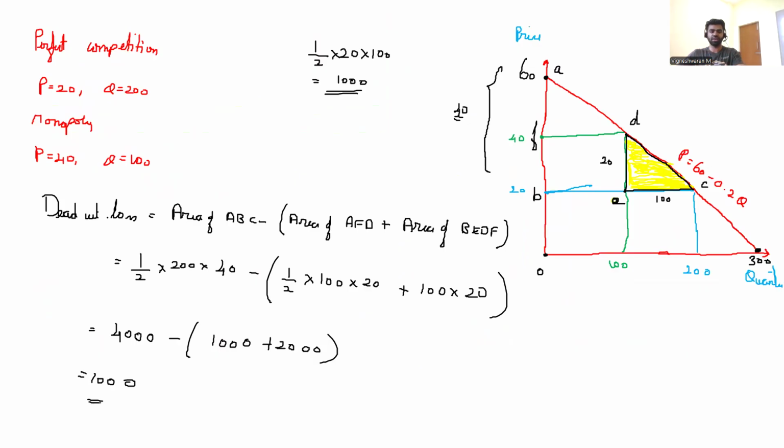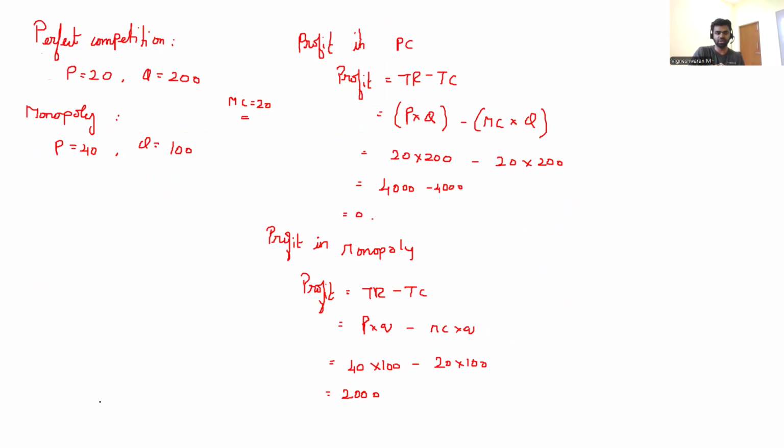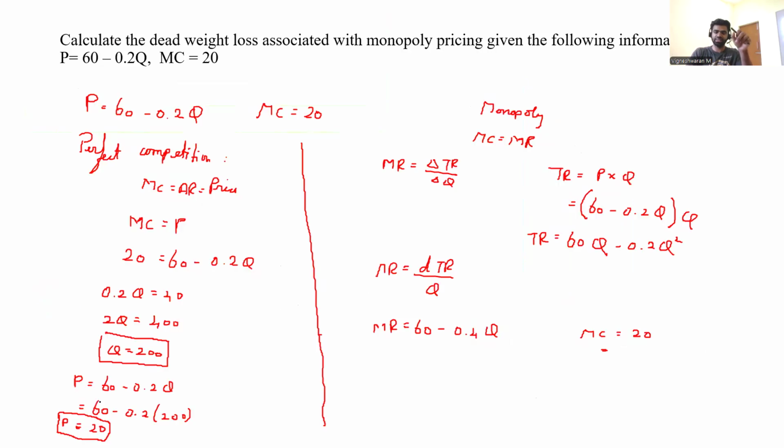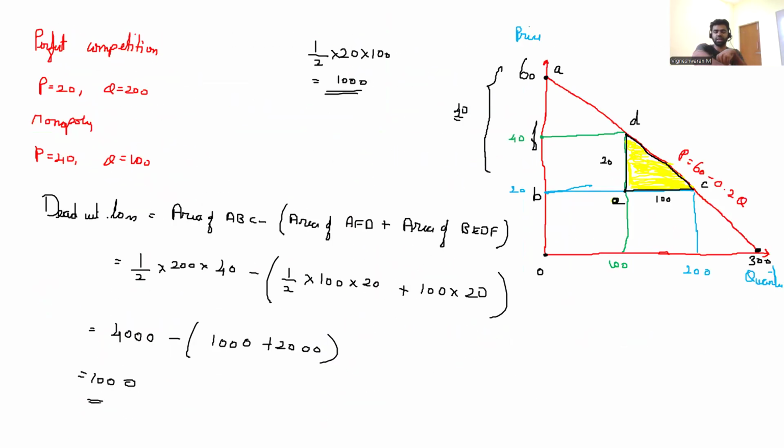Don't write area of ABC, I forgot. What you have to write, this ABC is what? So deadweight loss, how do you have to write it? Deadweight loss is equal to consumer surplus in perfect competition minus, put a bracket, consumer surplus in monopoly plus producer surplus in monopoly, close the bracket. Then in the next step you write area of ABC minus area of AFD plus area of BEDF, like this you do.